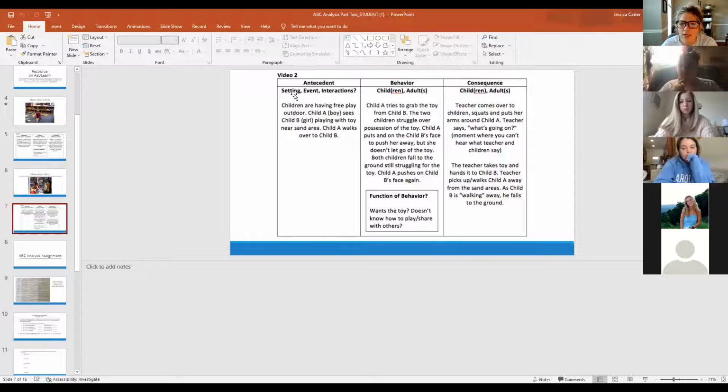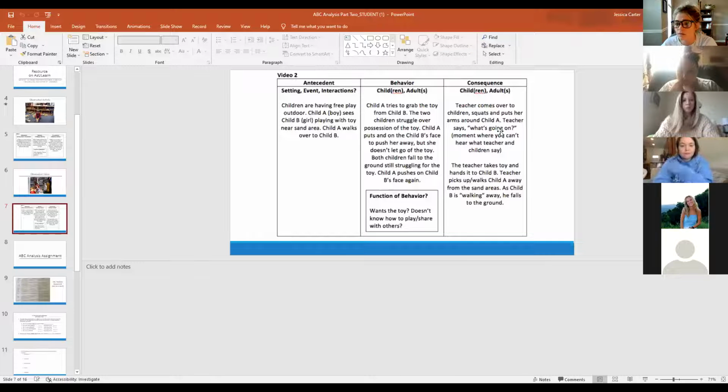And so antecedent, what came first? Pretty basic. Children are playing outside. Child A sees child B playing with a toy near the sand area. Child A walks over to child B. Then we saw the behavior, right?